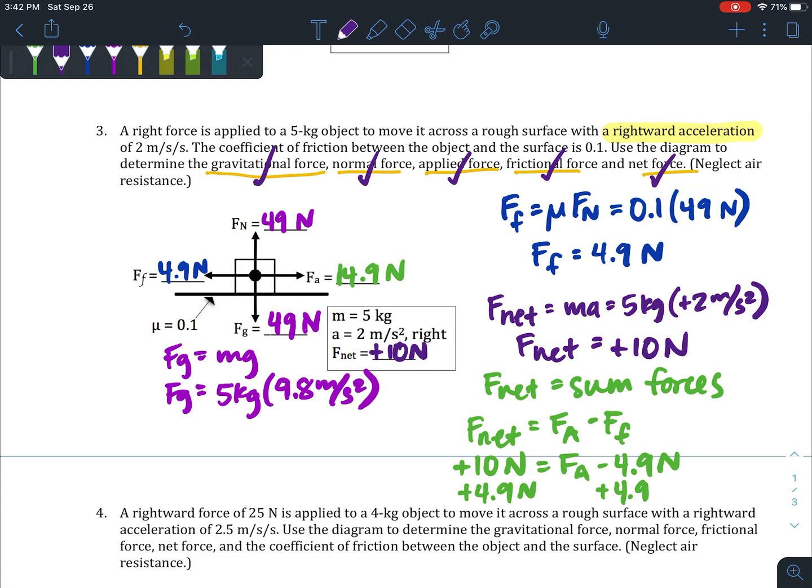Okay, so these problems work in this pattern. You're going to start with the picture, and then you're going to just sort of work your way around them, solving for whatever you can solve. There's not a specific order you have to go in, but each force that you can find just gives you another piece of the puzzle.